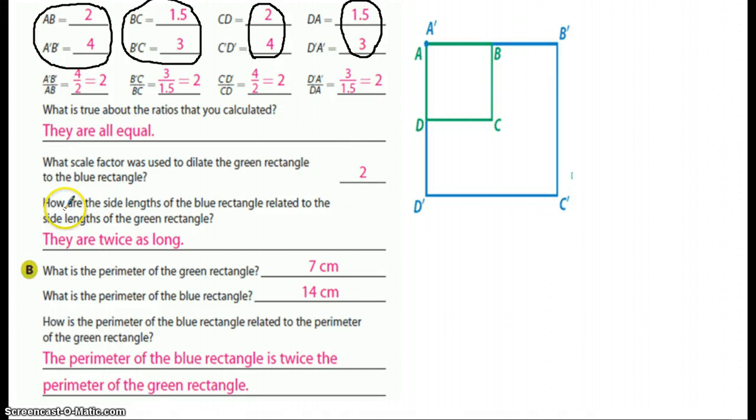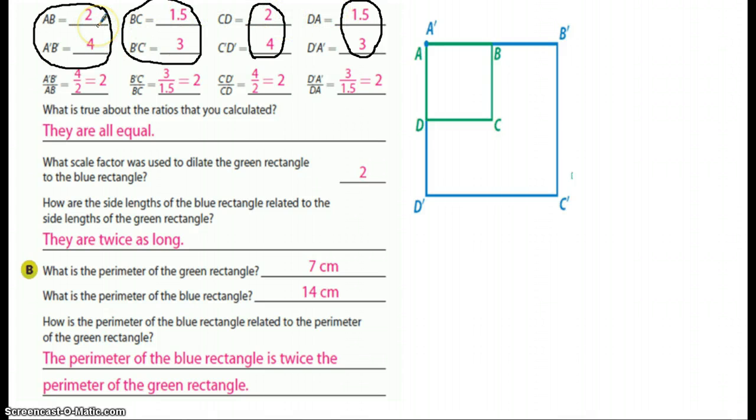And how are the side lengths of the blue rectangle, the new one, related to the side lengths of green, which is the original? They're twice as long. So it asks us, well, what is the perimeter? So the author got 7. Well, how did he get 7? And he's talking about the green one. Well, 2 plus 2 is 4 plus 3 is 7.